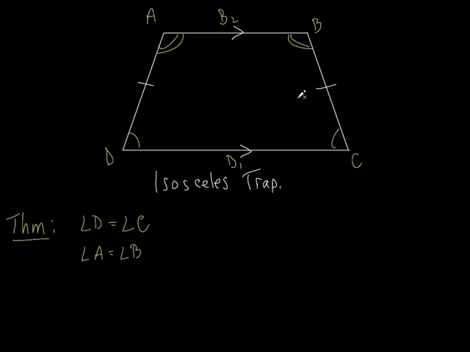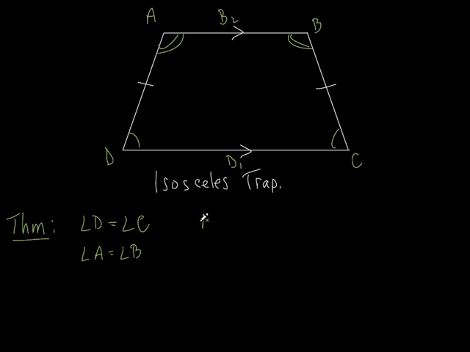This is not a theorem, but we could probably figure it out. What do you think might be true about A and D? Supplementary. Why? Because, well, it's not just because one's acute and one's obtuse, but because you got parallel lines and a transversal, and what's the relationship between those two? There's a word for it. What is it? Consecutive interior angles. That's right. Consecutive interior angles are supplementary. So it's not really a theorem, but it is something that we know from this.